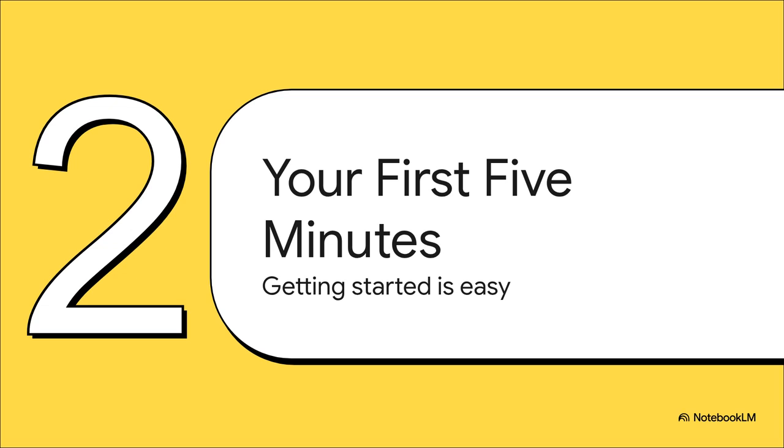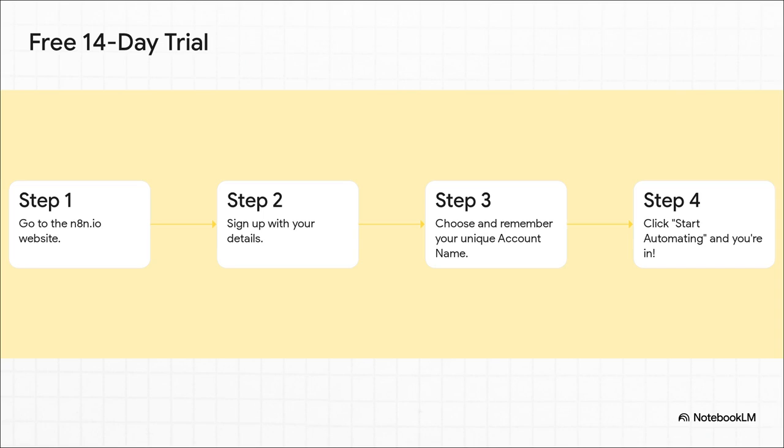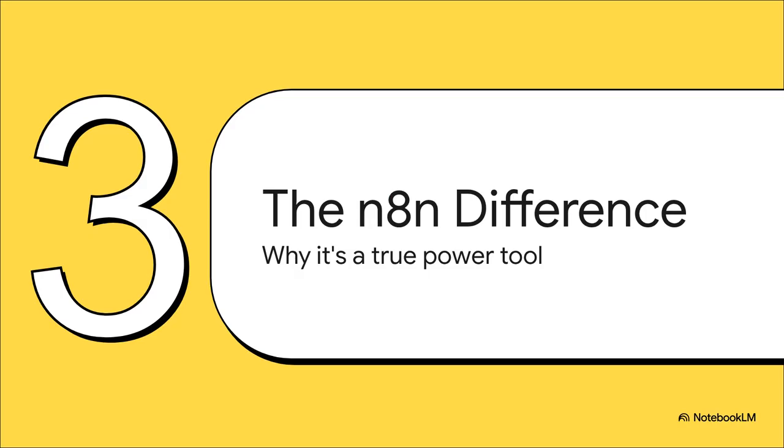Okay, I know what you might be thinking. Powerful usually means complicated, right? But here's what's so amazing about n8n. Getting started is ridiculously easy. You don't need a credit card, you don't have to be some coding genius. All you really need is an idea. I'm not kidding. Starting your free 14-day trial in the cloud is like a 1-minute thing. You just pop over to the website, put in your details, and pick an account name. And hey, pro tip, make sure you remember that name because that's how you log back in. Then you click Start Automating, and boom, you're in. It's that simple.